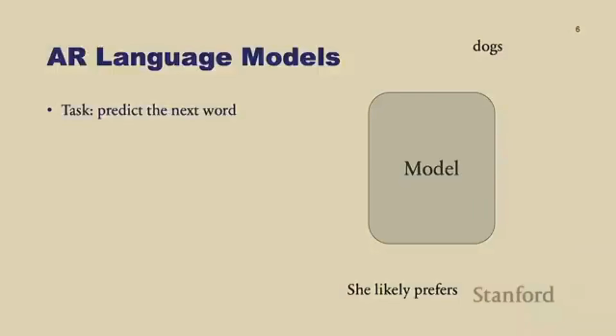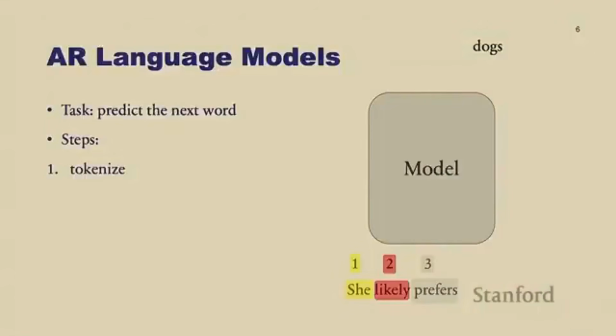Great. So autoregressive language models. At a high level, the task of an autoregressive language model is simply predicting the next word, as I just said. So if you have a sentence like "she likely prefers", one potential next word might be "dogs". The way we do it is that we first tokenize. You take these words or subwords, you tokenize them, and then you give an ID for each token. So here you have 1, 2, 3. Then you pass it through this black box.